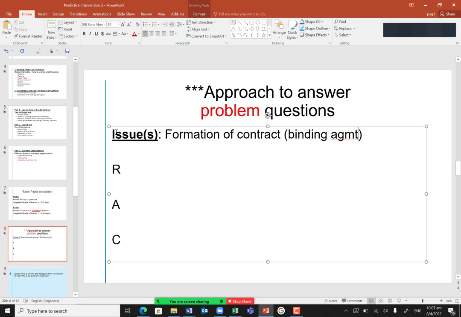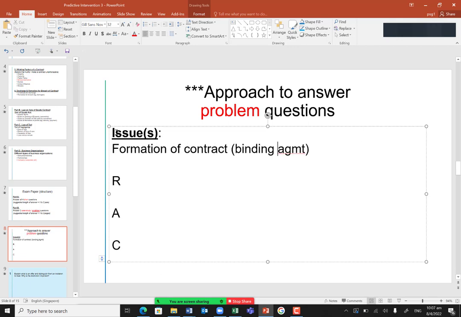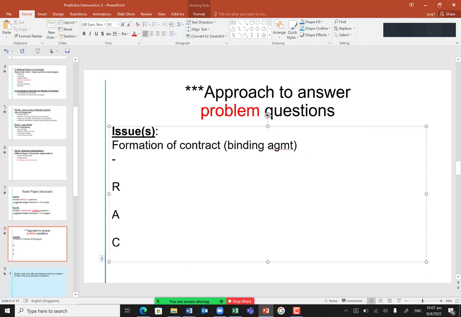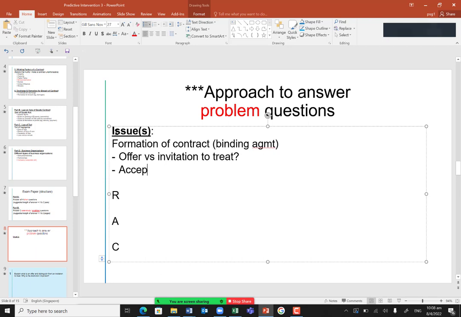But within that main issue of formation of contract, there could be sub-issues, which is whether or not there is an offer, because in order for a contract, there must be an offer. But you also know that an offer is to be discussed together, every time in an exam question, to contrast it from an ITT, an invitation to treat. So that's part of the issue as well. But of course, formation of a binding agreement is not just offer. Of course, there must be acceptance.